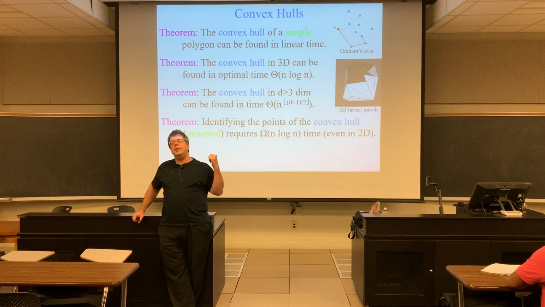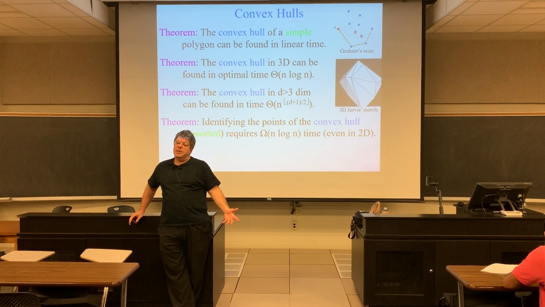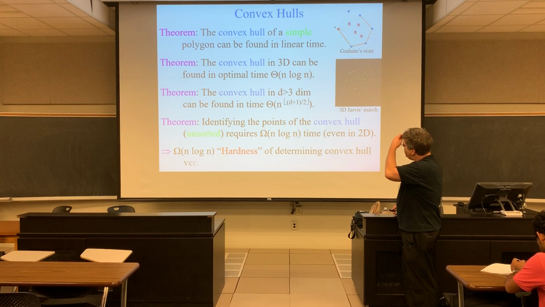This means convex hull is as hard as n log n, even if you don't report the sorted order of the points around the convex hull. You just report them in any order you'd like, you being the subroutine for the convex hull. But that too requires an n log n lower bound. That's harder to prove, actually, because the reduction is no longer from sorting. It's more involved, because you're not sorting here. It turns out it's even worse.